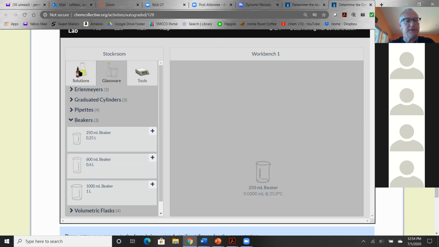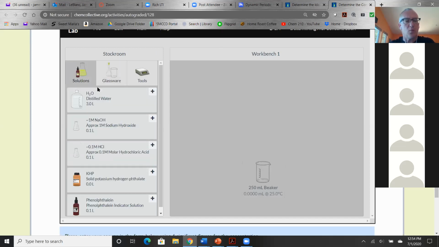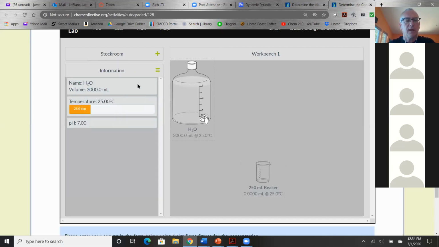So solutions. I want some water. So I'll put, like, let's say 50 mils of water in here. The amount of water we put in there doesn't really matter. Can someone tell me why that is? We could add 20 mils of water, we could add 50 mils of water, we could add 100 mils of water, and it doesn't really matter. How come?